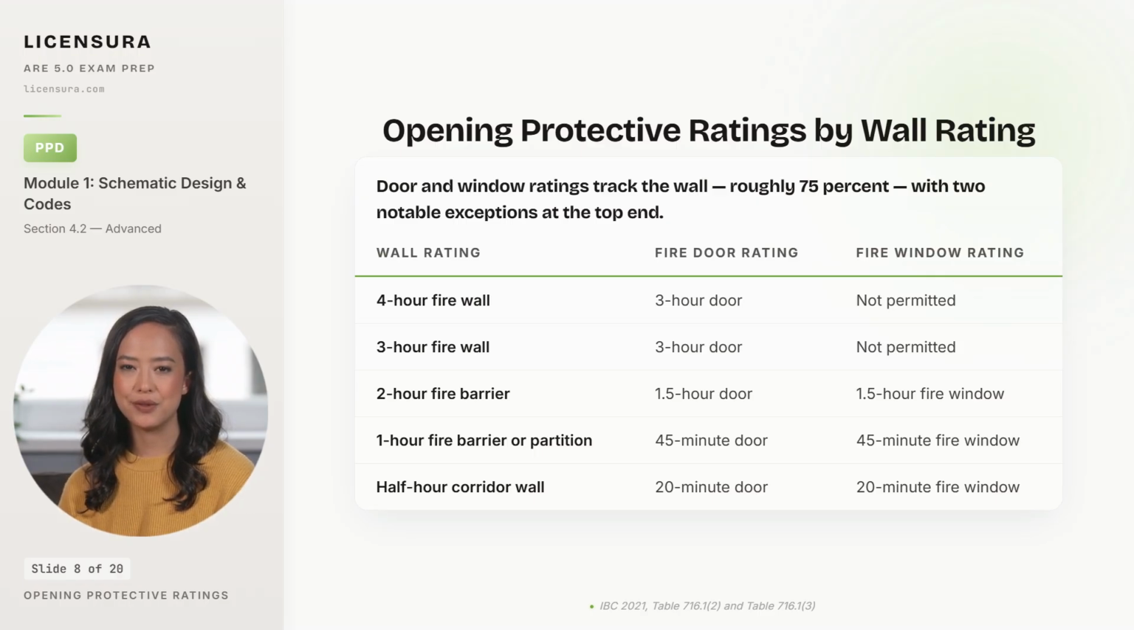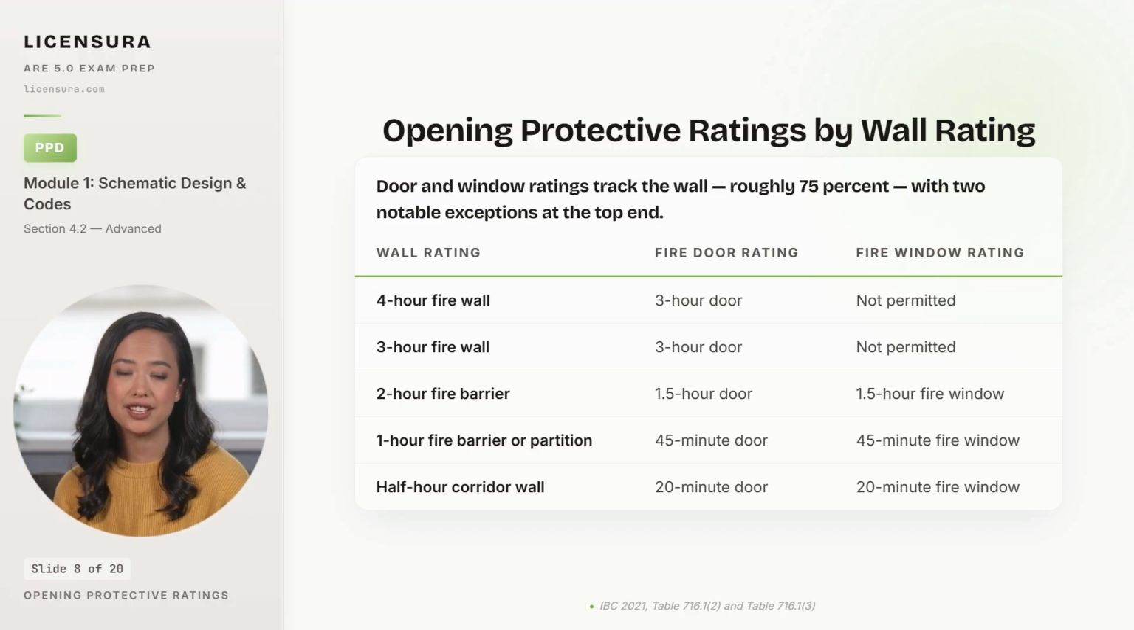The pattern breaks at the top of the table. 3-hour and 4-hour firewalls both take 3-hour doors because no commercially listed door exceeds that rating, and neither allows fire windows at all. The openings shrink to doors only, and even the doors are tightly scoped. This is the most cited table in Section 716, and the exam reaches for it directly. Specify a 2-hour barrier and a 60-minute door, and the inspector flags the door for failing the assembly. Specify a fire window in a 4-hour firewall, and the plan reviewer rejects the whole detail.